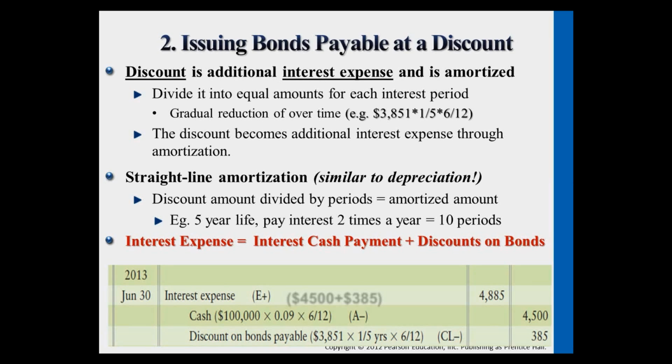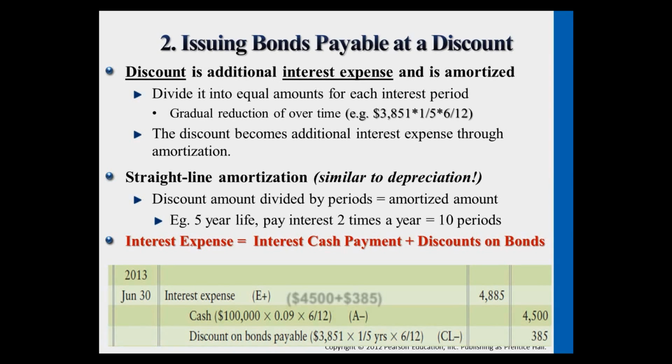Okay, so every half a year you will see this entry, debit interest expense, credit cash. This is the actual cash payment of interest we're giving to investors, $4,500. But this $385, we think of as additional interest that we already paid to investors at issuance, since we collected a lesser amount of money. So these two together are considered interest expense. So every half a year when we journalize this interest entry, we will reduce this discount on bonds payable by $385, another $385.